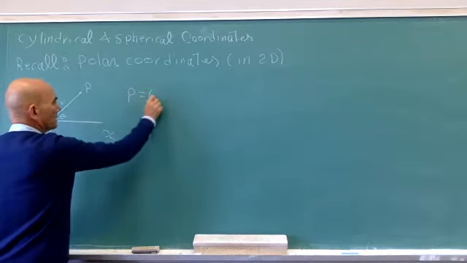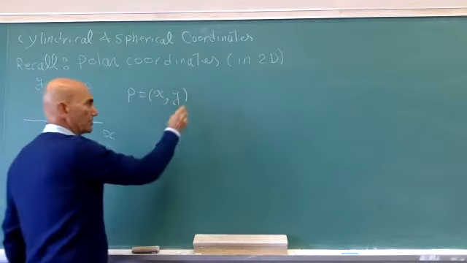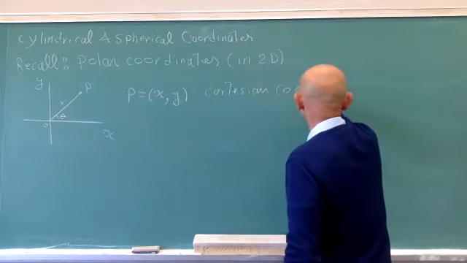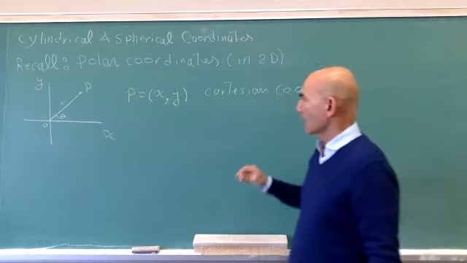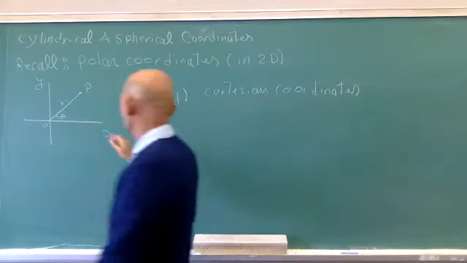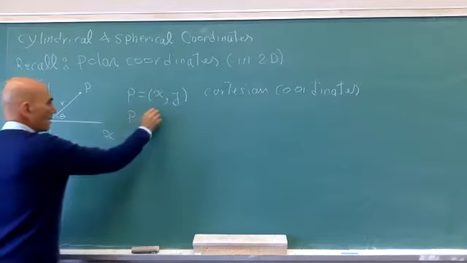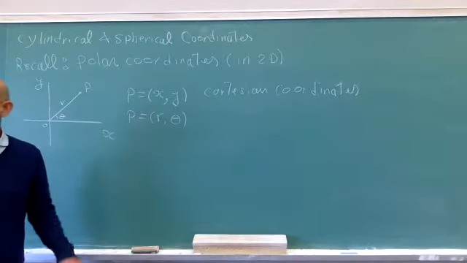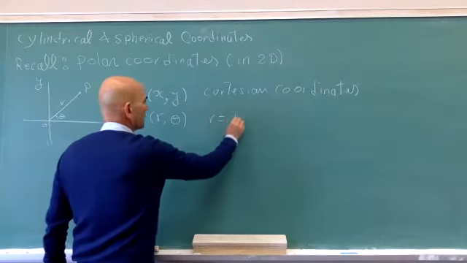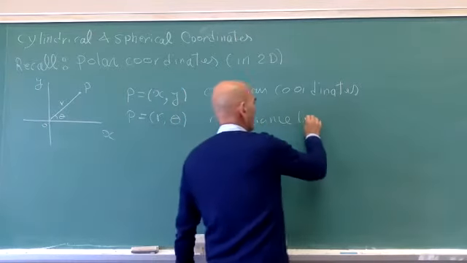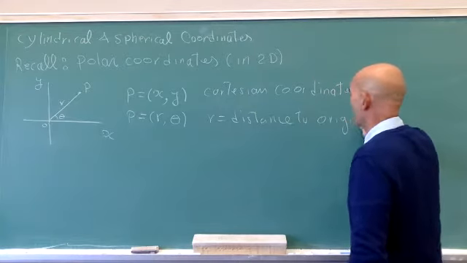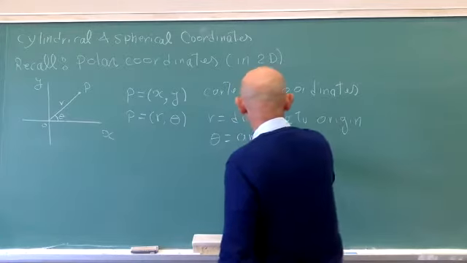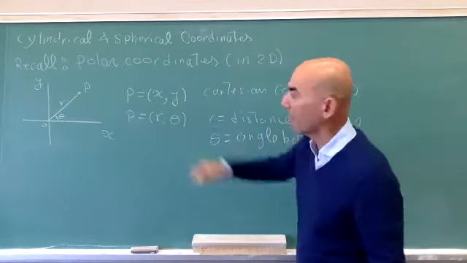So P is (x, y) in Cartesian coordinates. We can specify the same point P by these two numbers, r and theta, where the meaning of these two coordinates is now different. r is the distance to the origin, and theta is the angle between the line segment PO and the x-axis.